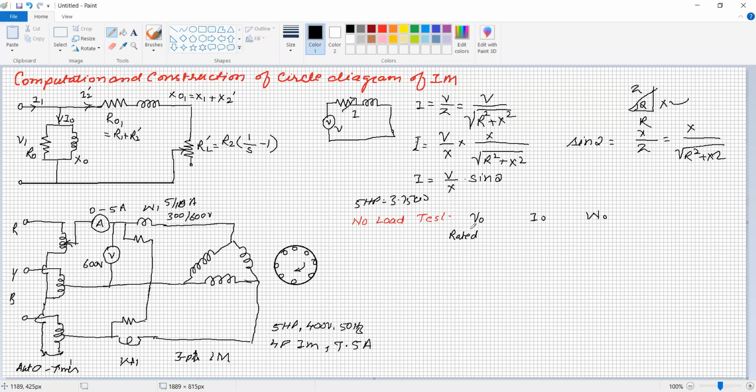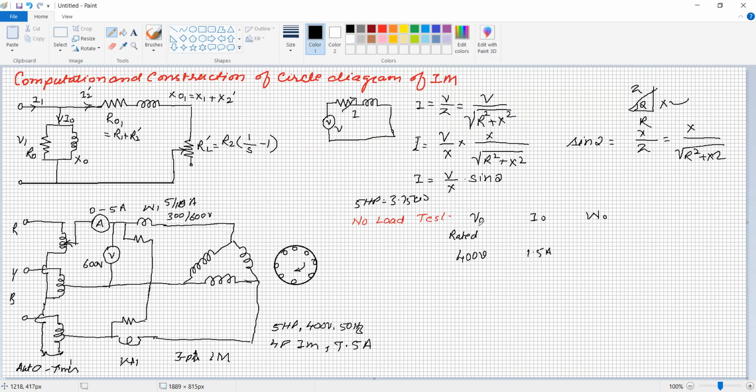So the voltage should be the rated one. The current is very small, it may be 8 to 12% of its rated value. And W0 we are going to measure. Under such condition, when the rated voltage is 400 volt, the current may be, say, 1.3 or 1.5 ampere, and the power is measured.